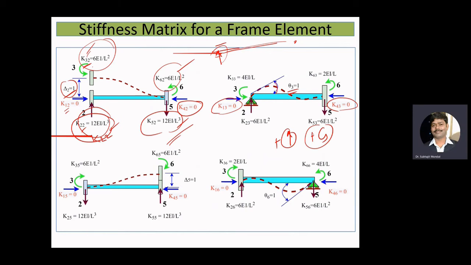Okay, so our axial degree of freedom is independent from our second degree of freedom and the third degree of freedom. So here, if we want to apply unit rotation in the third degree of freedom, we need to apply 4EI by L amount of moment.